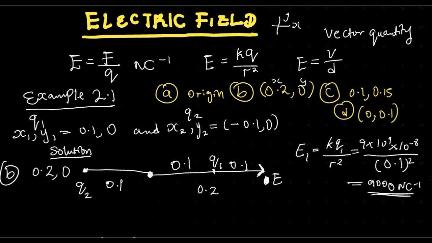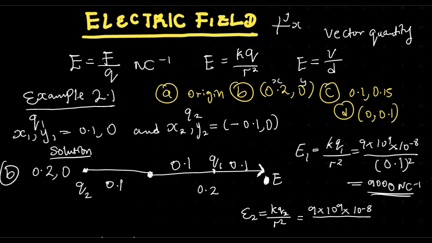Next we calculate E2, right? E2 is the electric field intensity of Q2 to E. To do that, we use the formula E2 equals KQ2 over r squared. So our K is always 9 times 10 raised to the power 9, and our Q is 10 raised to the power minus 8. It has been given in the equation. And our distance is what? 0.1. No, sorry. In this case, our distance is not 0.1.